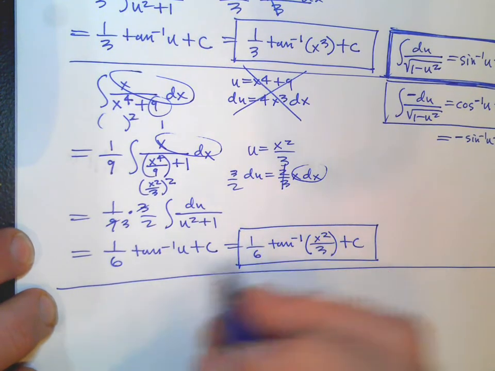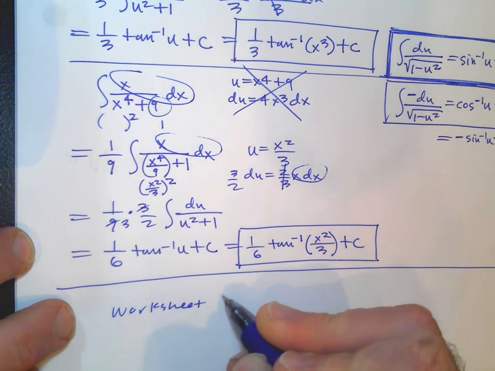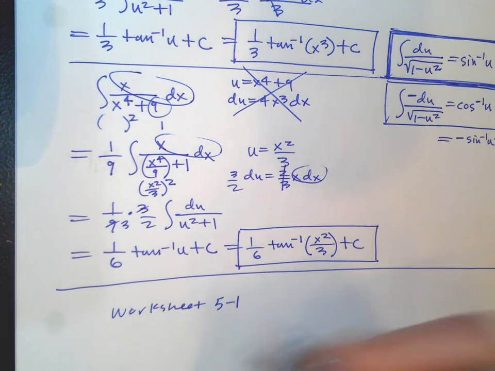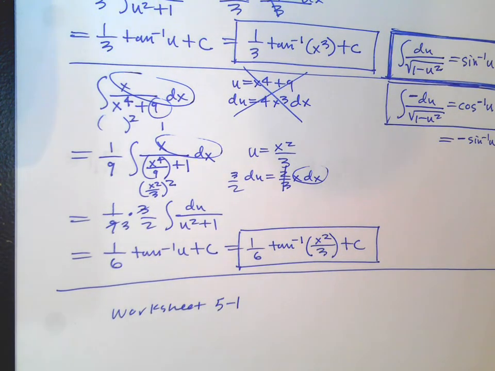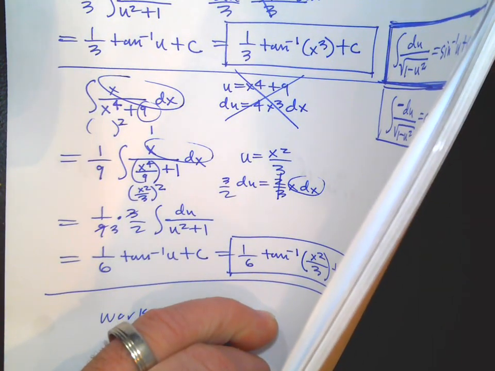Today's assignment is worksheet 5-1. And you will be using all of these techniques on it. This is all review today. We will be getting some new techniques soon, but let's master these first. And go ahead and try the assignment. Check your answers, make sure you're good at all these.